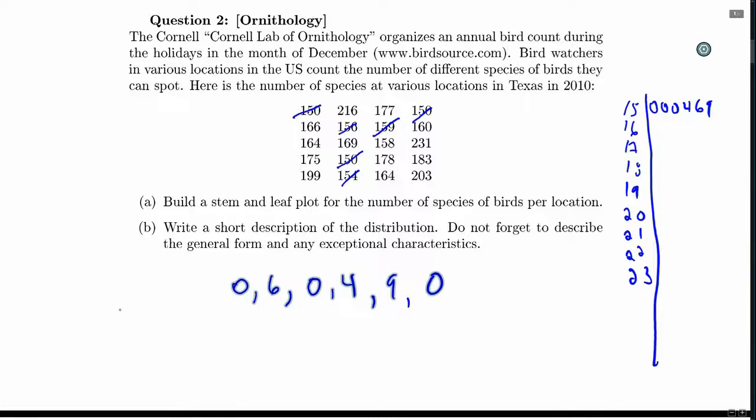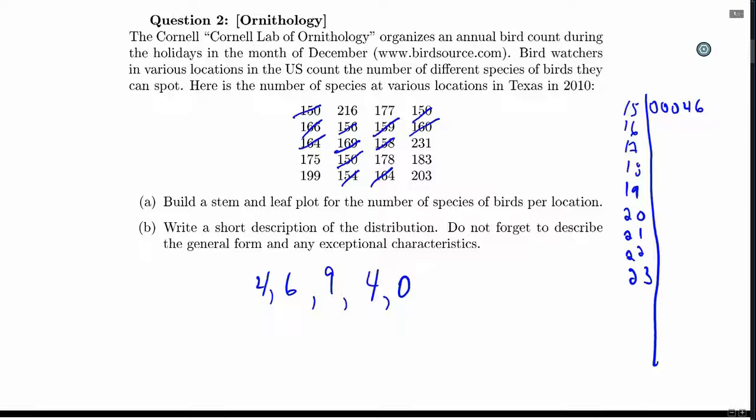Now I'll do the 160s. So I have 166, 164, and then what else do I have? I have 169, 164, and then 160, 160. Oh, notice I have a 158 that I missed, and so I need to add a leaf. So I'll take out the 9 and then put in an 8 and a 9. So this is 159 that I added to the plot. Okay, so the 160s, I have a 0, 2 4s, a 6 and a 9. Okay, so that's the 160s.